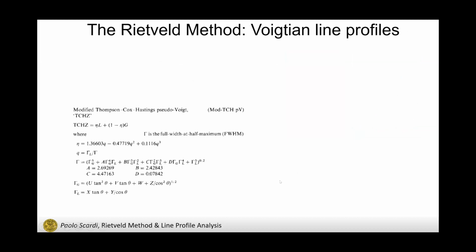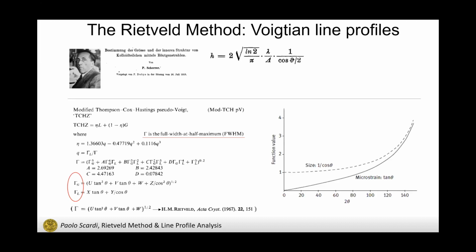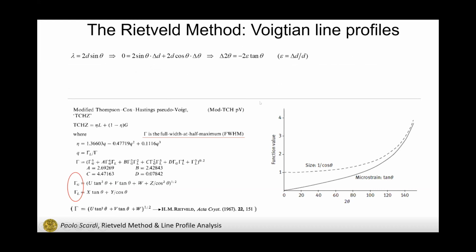Second point, the parameterization of the full width at half maximum in terms of cosine theta and tangent theta functions was very easy to understand and easily related to size and strain effects, respectively. In fact, it is quite immediate to verify that the 1 over cos theta derives straight away from the Scherrer equation. This is the old way it was written, the Scherrer equation, if you like. This is a more modern form of the Scherrer equation. So the 1 over cos theta comes from that, whereas the tangent term comes from the strain.